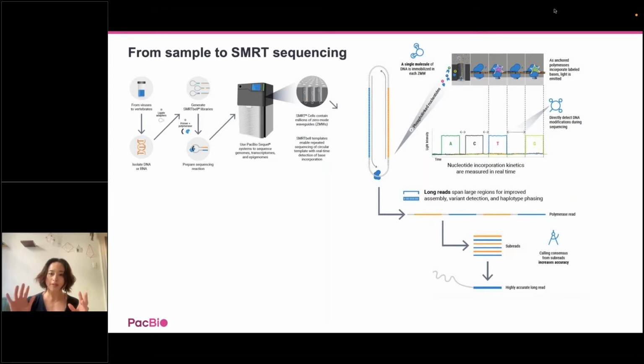Once that happens, there is a fluorescent signal. The fluorescent signal is detected by our machines and used to call the bases. Because this is happening in real time, there is no amplification. Nucleotide incorporation includes kinetic information, so you'll see later in Don's talk that you can actually use this kinetic information for your vector design. I will explain on the next slide how the data is presented and what is actually in a HiFi read.